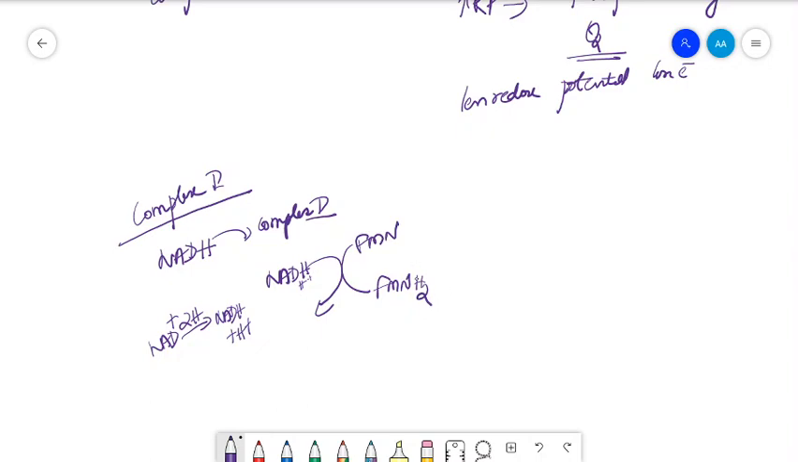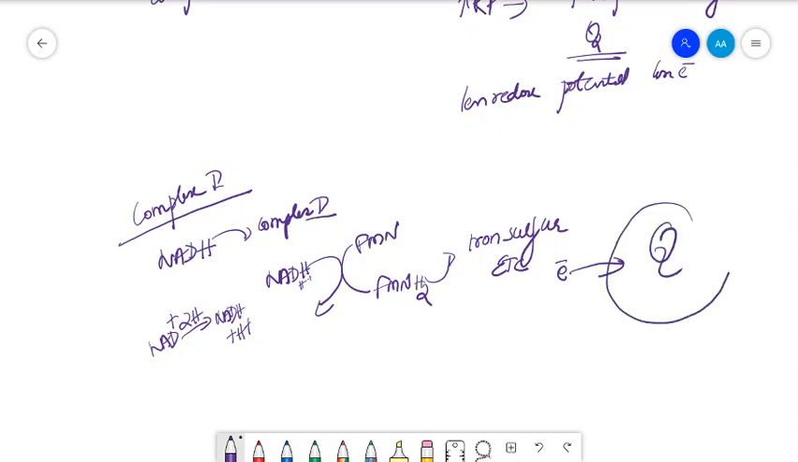Now the hydrogen atoms, or the electrons, are transferred to a series of iron sulfur clusters which are present in the electron transport chain. And finally, what happens? This electron is transferred to one carrier. So there are 2 mobile carriers in the electron chain. One is Q, the ubiquinone, our queen, and the other is a protein carrier, that is cytochrome C.